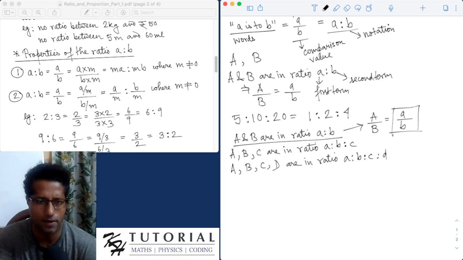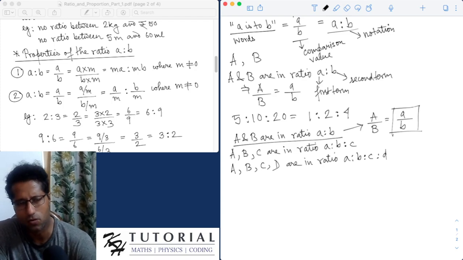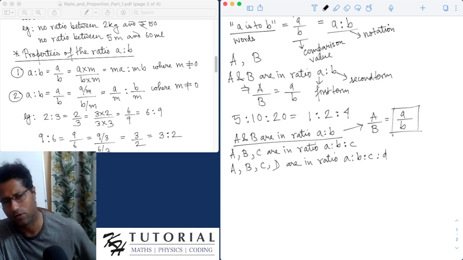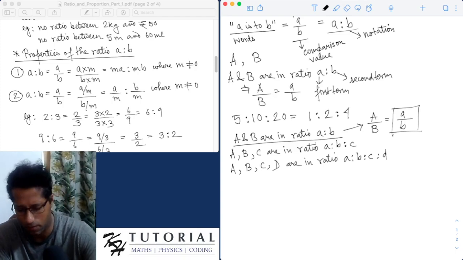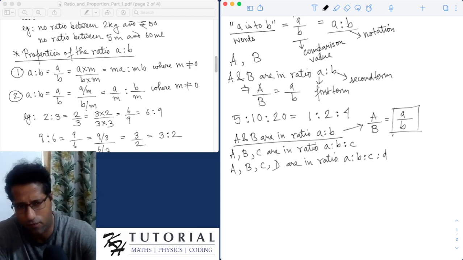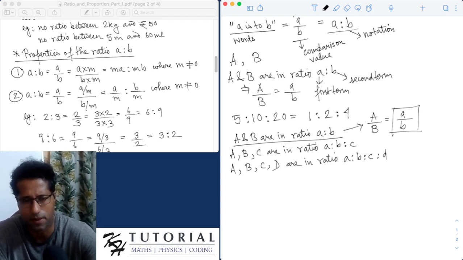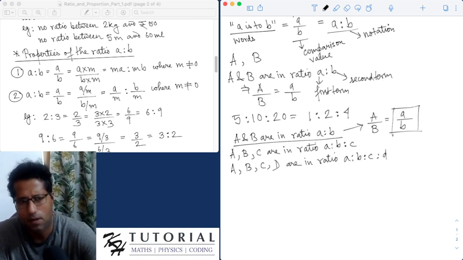Now A is to B, we know that mathematically its value is the fraction A by B. For a fraction, we know from the chapter on fractions that we can multiply any non-zero number to both the numerator and the denominator, and the fraction remains the same. So for a non-zero number m, we can multiply A and B with m, and say that A by B equals A into m divided by B into m, so it becomes AM by BM, and so we can say that the ratio is MA is to MB.